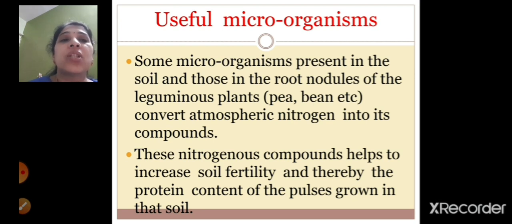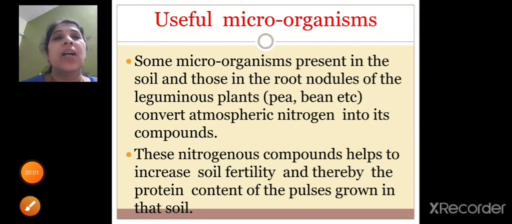Now these nitrogenous compounds help to increase the fertility of the soil, and also the protein content of the pulses increases. So microorganisms are helpful in converting the atmospheric nitrogen into its compounds, and because of this, the soil fertility is increased, and the protein content of the pulses also increases. So children, this was today's session. So let's recap what we have learnt in today's session.